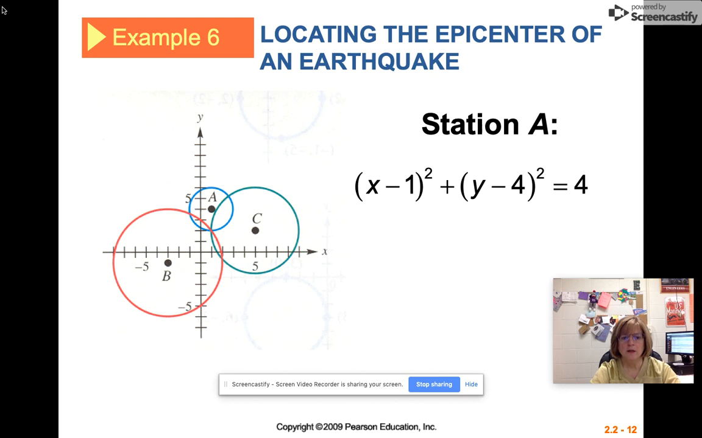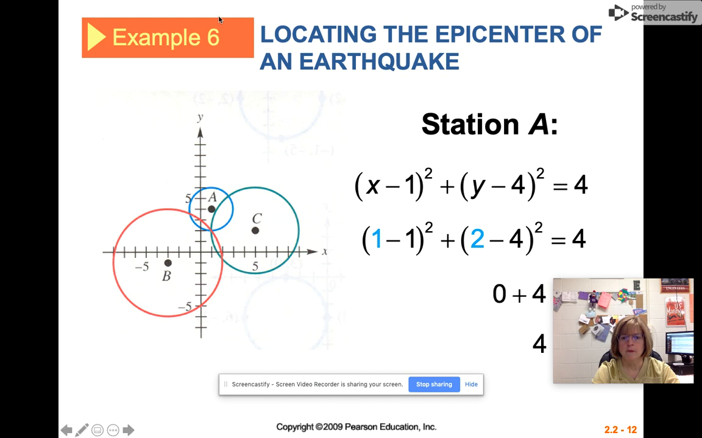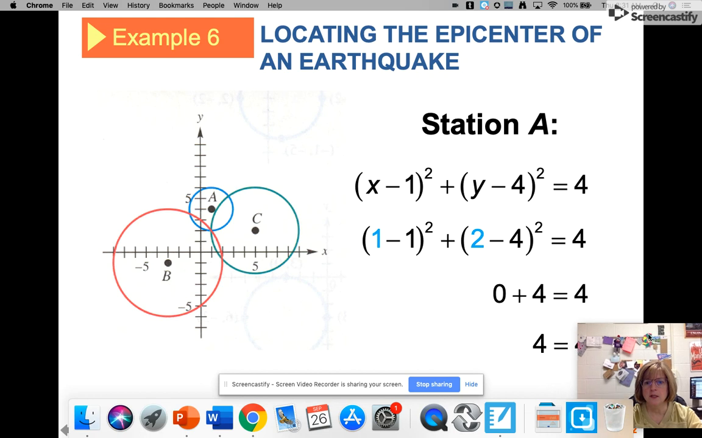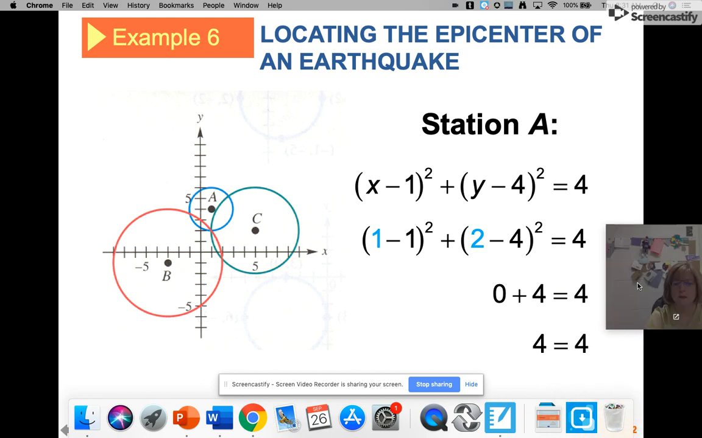So for station A, the blue circle, we're going to replace x and y with the point 1, 2 and see if the left side of the equation equals the right side of the equation. It does. You can see that it does equal the right side of the equation. So the point 1, 2 is valid for this circle with the center at 1, 4.